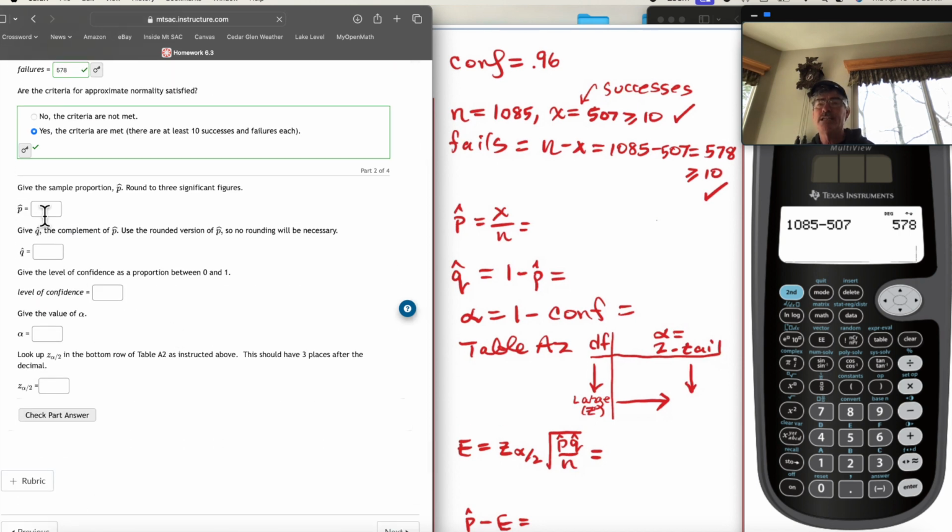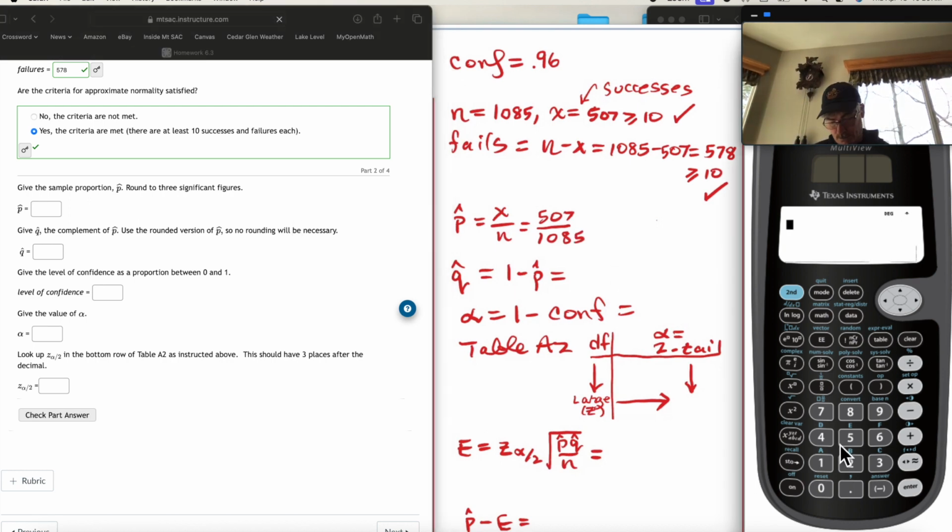And then moving on, the sample proportion here. So p hat is x over n, so x is 507 divided by 1085. We'll round to 3 significant figures here. So 507 divided by 1085. So I usually use the regular divide button if it's a simple fraction and if I want it to come in decimal, so not a fraction. So let me go ahead and hit enter there, and we'll go with 0.467.